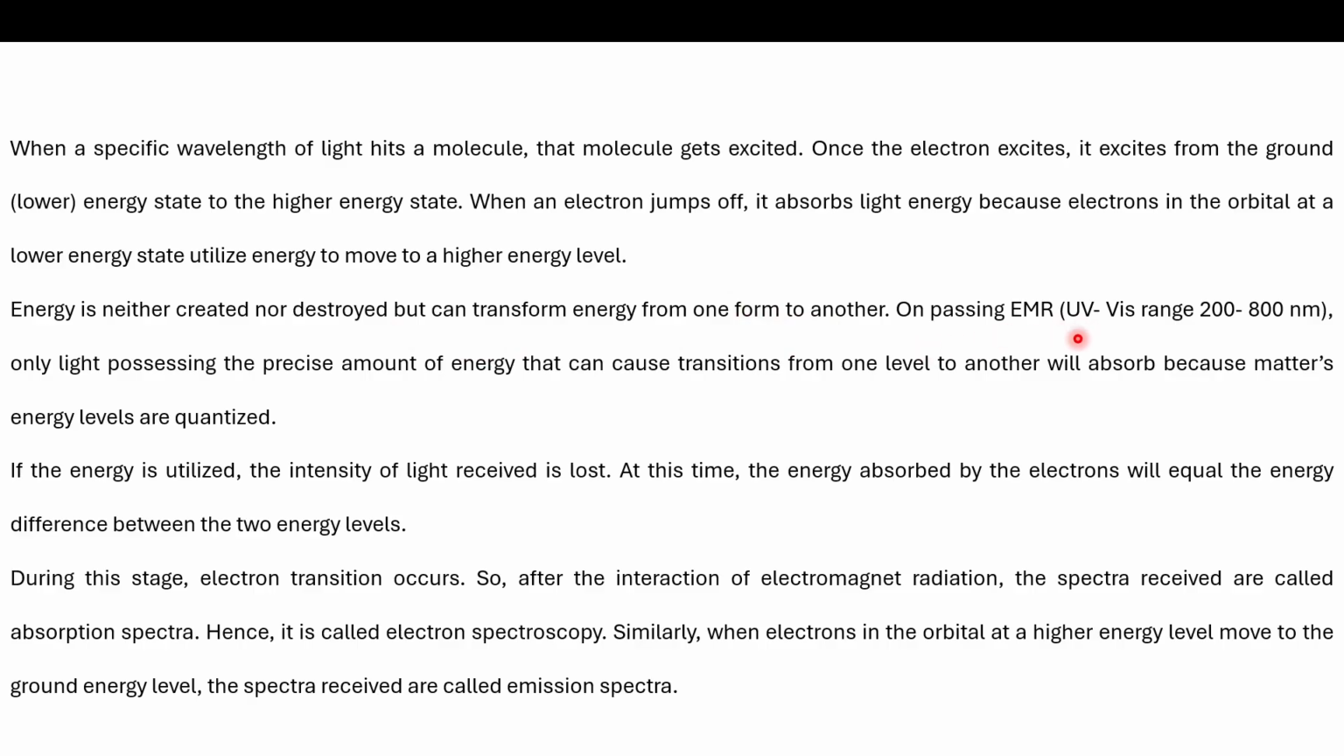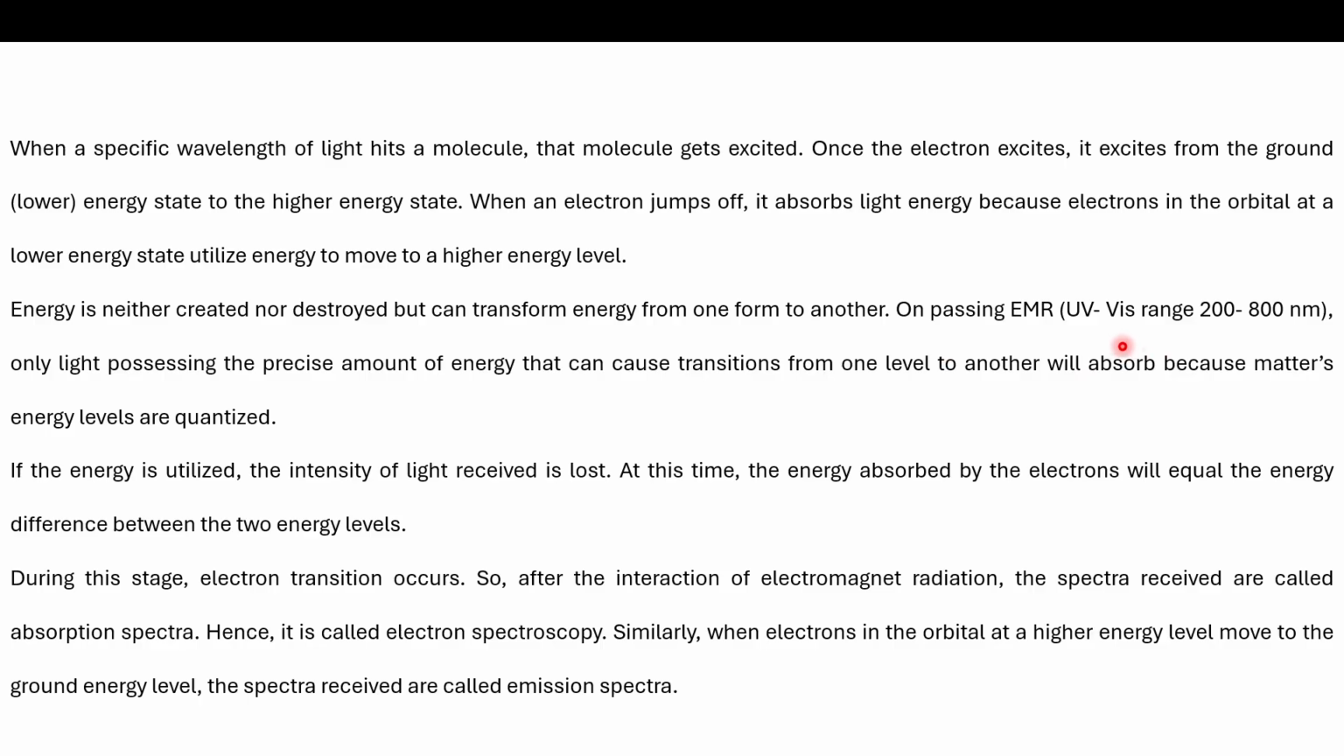Now, on passing electromagnetic radiation, suppose in the UV visible range of 200 to 800 nanometers, only light possessing this precise amount of energy works. So, E is equal to h nu, where nu is frequency and h is Planck's constant. Nu can also be written as c by lambda, the speed of light divided by the wavelength of light.